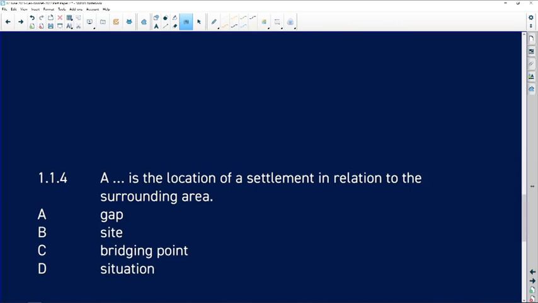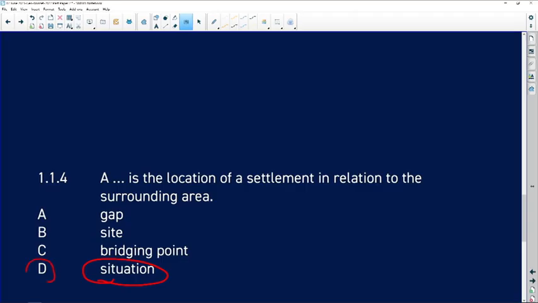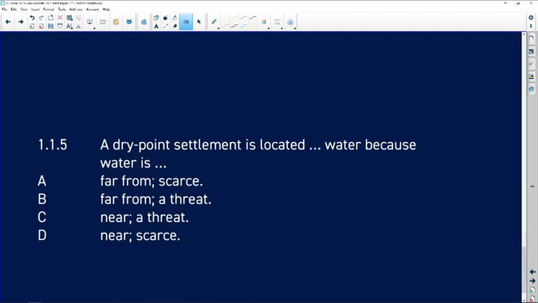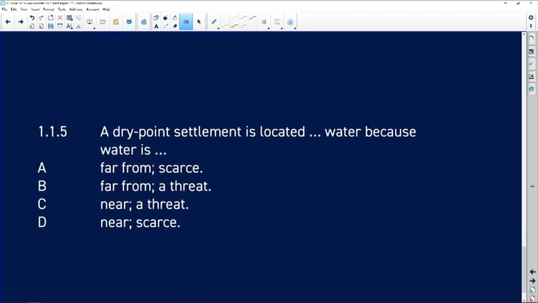1.1.4, A is the location of a settlement in relation to the situation. That's the correct answer over there. The site is chosen for a specific reason because there's fertile soil, there's water, there's flat land. But if we look at the surrounding area, that's the situation. Okay, so the correct answer for 1.1.4 will be D. We've just mentioned this a couple of seconds earlier.